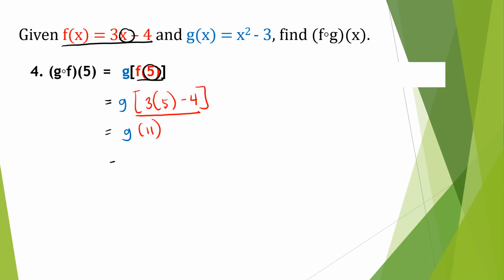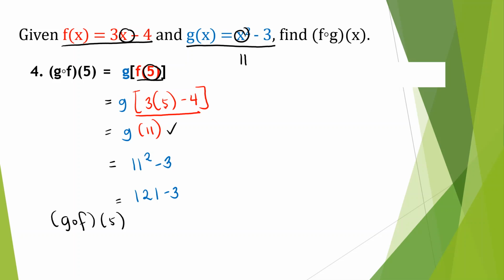Next, let us replace g of x with x squared minus 3, where x is equal to 11. So this will be equal to 11 squared minus 3. 11 squared is 121, minus 3. Therefore, our final answer will be g circle of f of 5 is equal to 118.